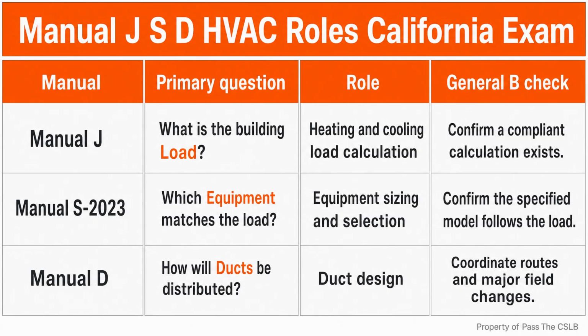The same logic applies to duct coordination. If framing changes a chase, if a beam blocks a planned route, or if another trade occupies the space reserved for a trunk line, the General B should not allow the field crew to improvise a major distribution change without the proper mechanical review. The shared construction principle is sequencing. A late change in one trade can break the assumptions used by another trade.